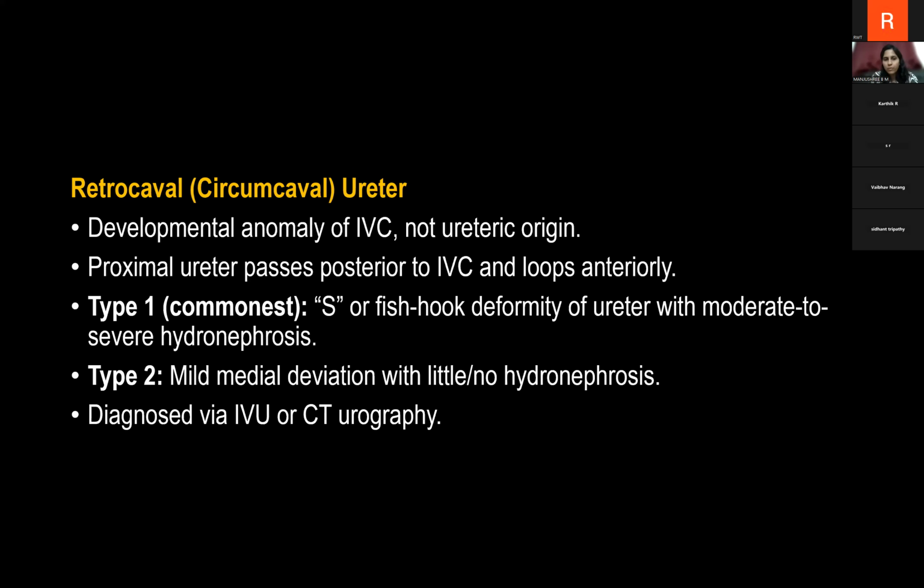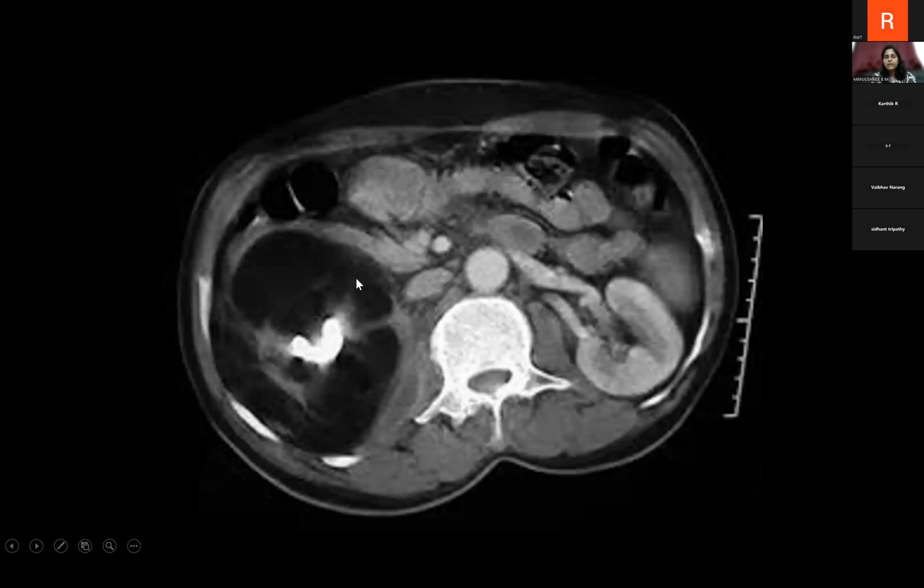Type 1, which is the commonest type, shows S-shaped or fish hook deformity of the ureter with moderate to severe hydronephrosis, whereas in type 2 there will be only mild medial deviation with little or no hydronephrosis. It is diagnosed with IVU or CT urography. Next spotter. Time starts now.